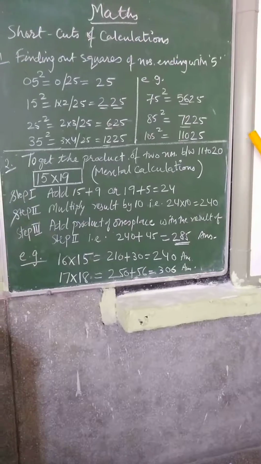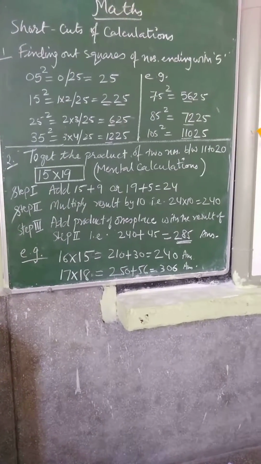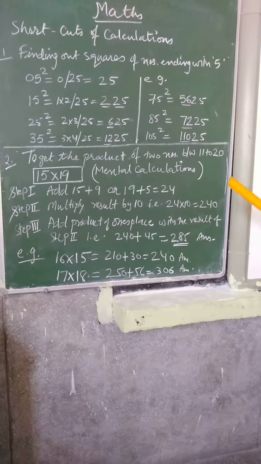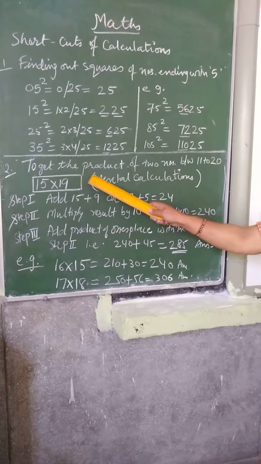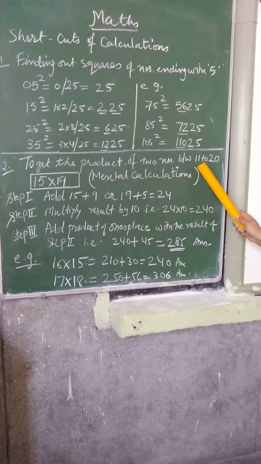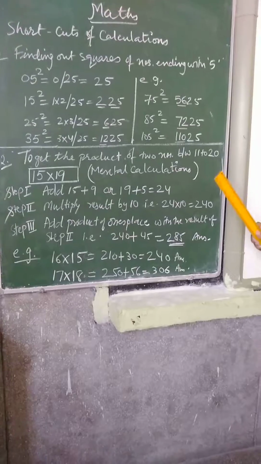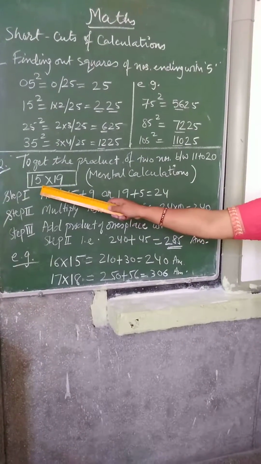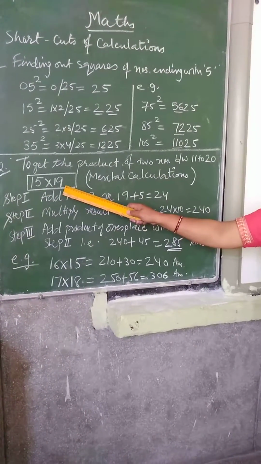So it's a simple method to find out the squares of numbers ending with 5. Now the second shortcut is to find out the product of two-digit numbers between 11 and 20. For example, here 15 into 19, we have to find the product.